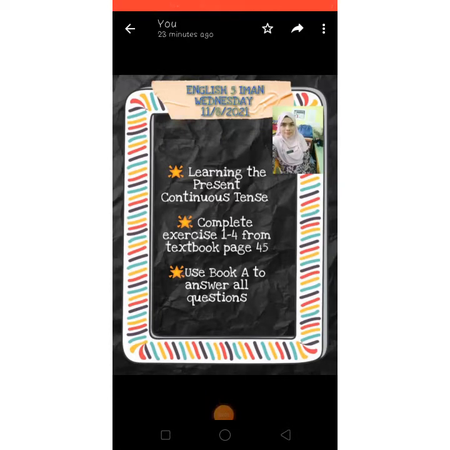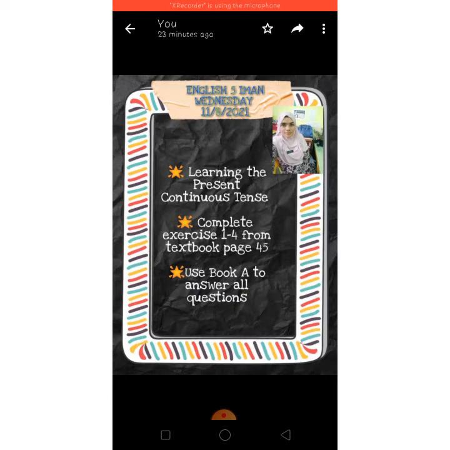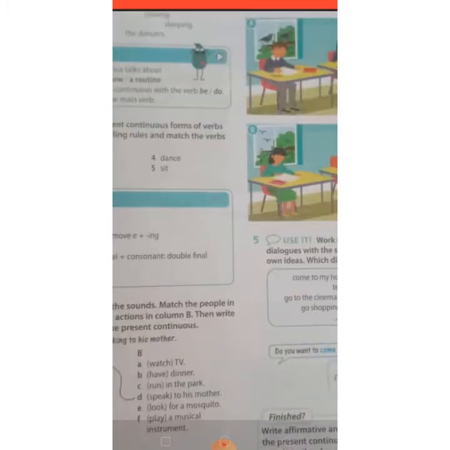So today for English, we're going to learn the present continuous tense and we're going to complete exercises 1 to 4 from your textbook page 45, and you have to use book A to answer all questions. Only exercise 1 to 4, which means 1, 2, 3, 4. Okay, so this is the picture of page 45 in your textbook. So I will explain one by one.